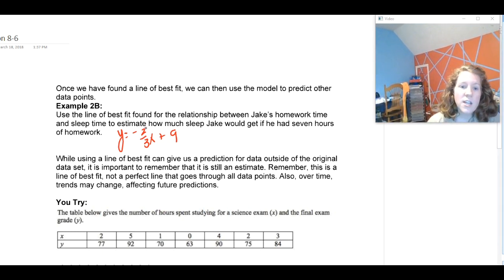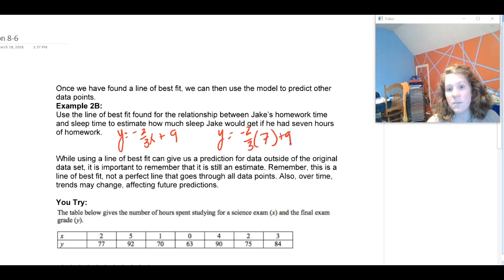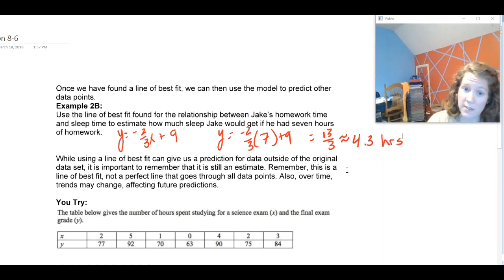Okay, so Jake's homework time is 7 hours. Remember, x represented homework. So we're going to plug in negative 2/3 times 7 plus 9. I'm going to work through that. You can use your calculator, or if you want to be fancy, do it by hand. Negative 2/3 times 7 is negative 14/3, and then plus 9 is 13/3, which doesn't really mean anything to Jake. So we're going to estimate that to be approximately 4.3 hours of sleep. Poor Jake. That is not a healthy balance between homework and sleep. We should be nicer to him.